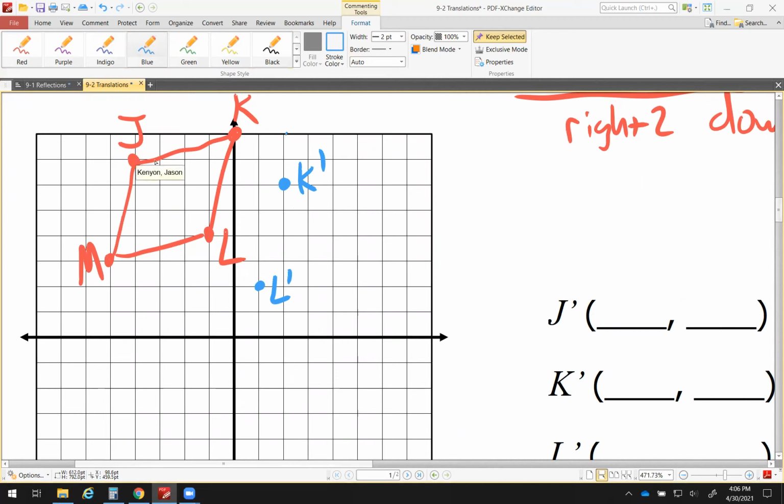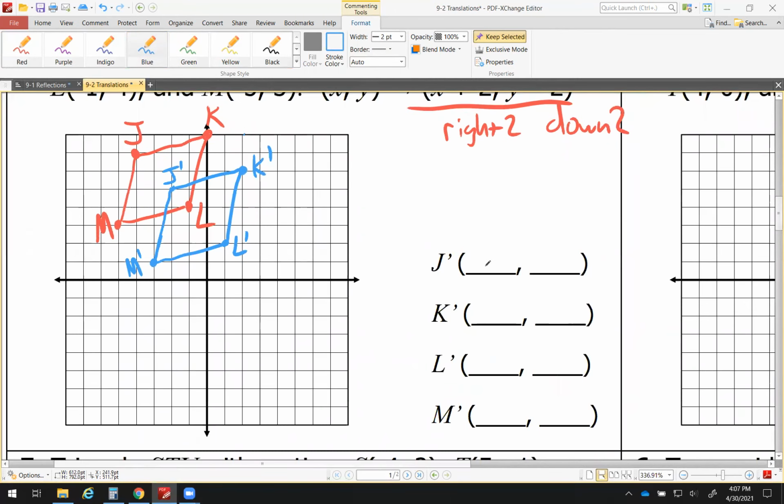J to J prime, if you go right 2, then down 2, you end up still inside of the original, but that's okay. There's no rule saying that when you translate it, you have to be outside of the original. So J to J prime is fine. And M to M prime, 2 right, 2 down. There's M prime. And so our new transformed figure looks like that.